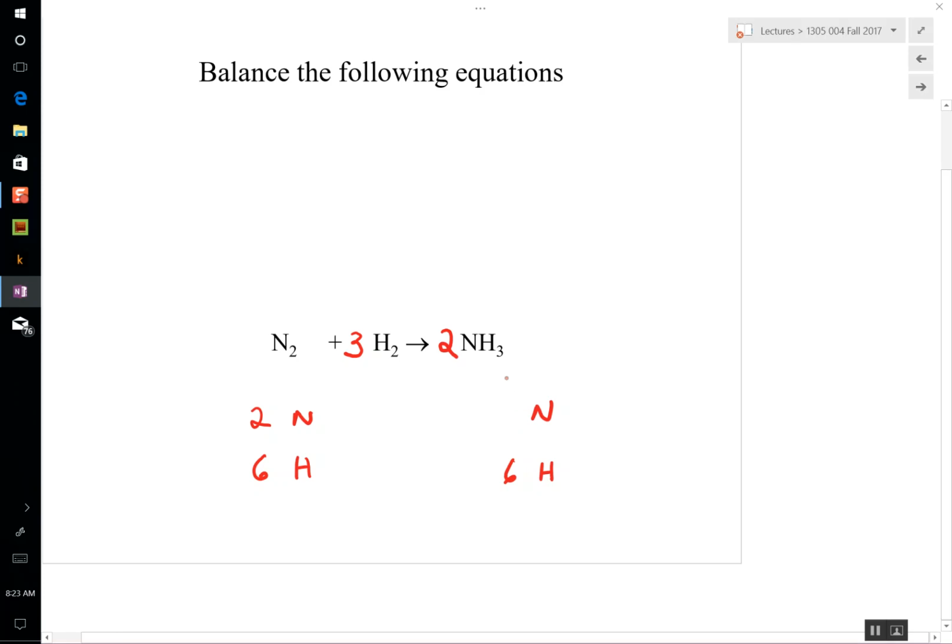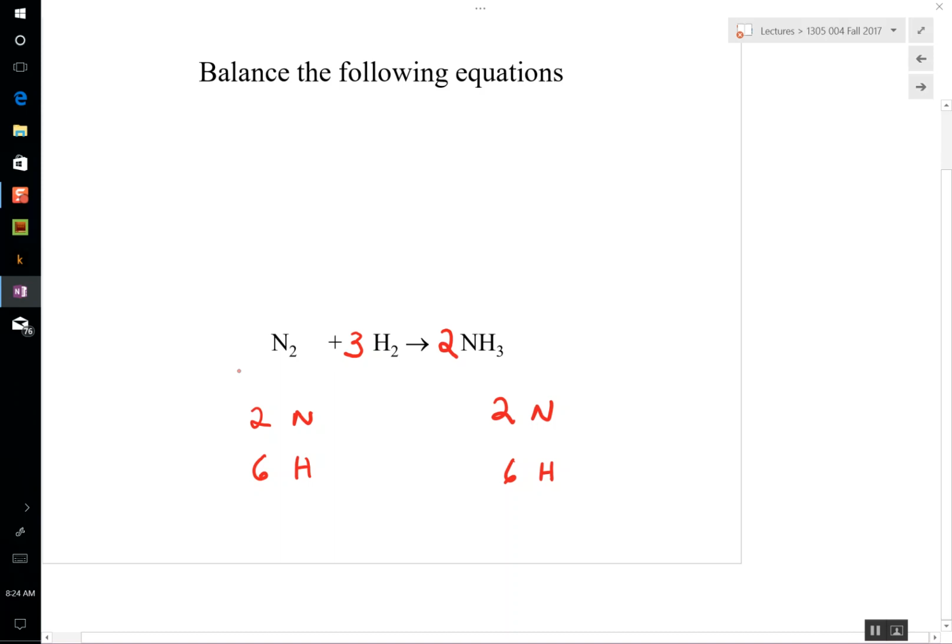And notice that 2 NH3s is 2 nitrogens. So when you get to this point where everything is even, you're balanced. So the coefficient on the N2 is a 1. You don't need to write it. We don't write 1s. 1s are understood. So N2 plus 3 H2s is going to yield 2 NH3s. And that's balanced.